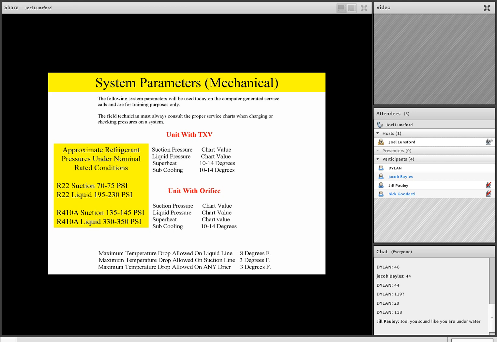These are approximate refrigerant pressures that we're going to be using for training today, but they're very close to field conditions as well. R22 suction pressure about 70 to 75 psi. R22 liquid pressure about 195 to 230 is going to get you pretty close. R410A suction pressure, we're looking for about 135 to 145. And R410A liquid pressure, about 330 to 350 is going to get you really close on our service calls today.